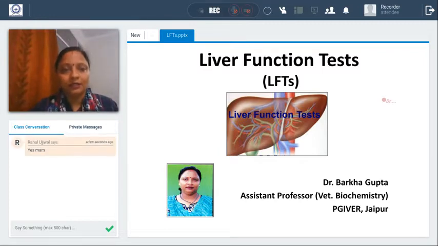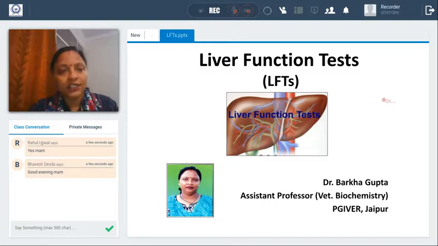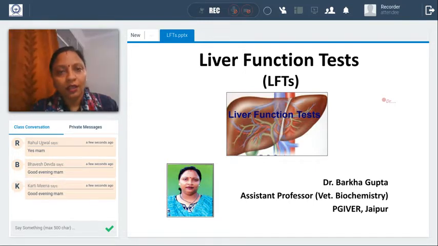Let's start with the new topic, that is liver function test, which is included in Veterinary Analytic Biochemistry. This is Unit 3, Analytical Biochemistry.